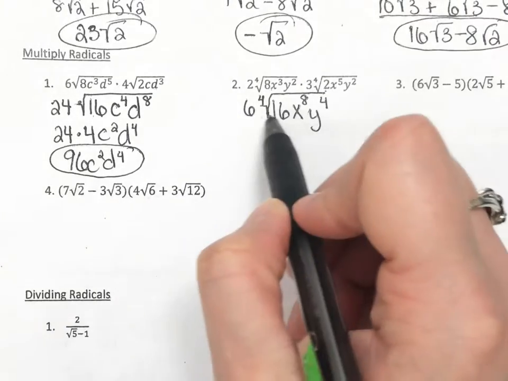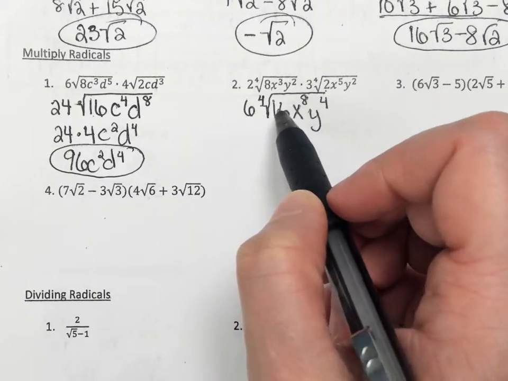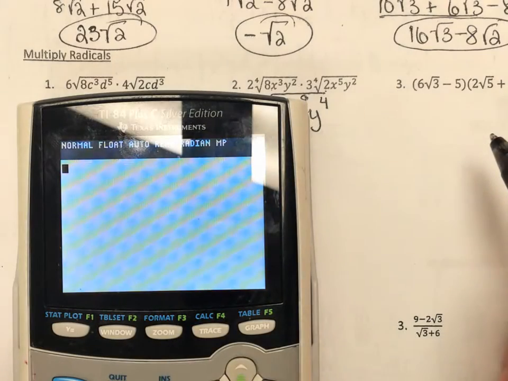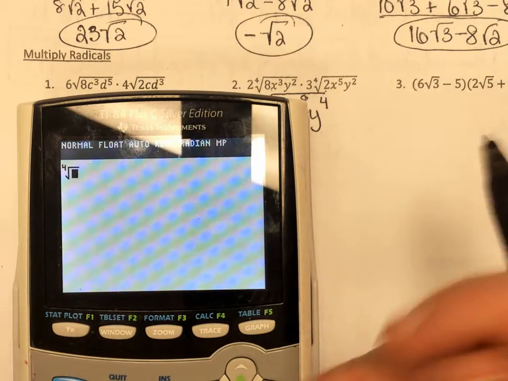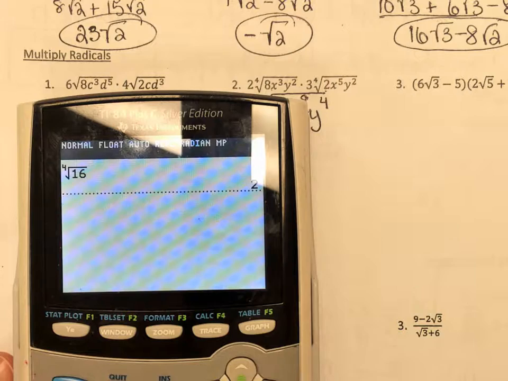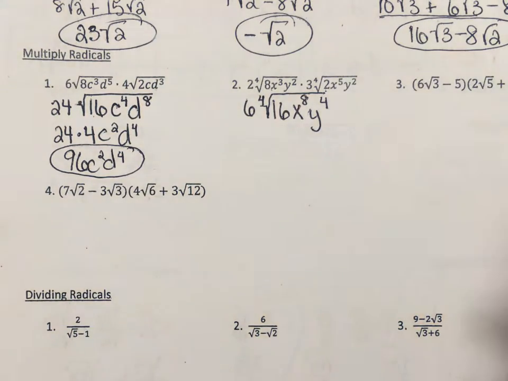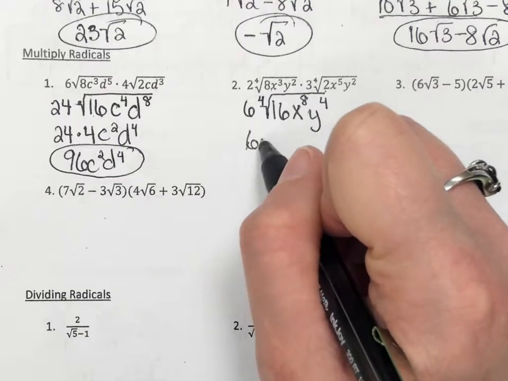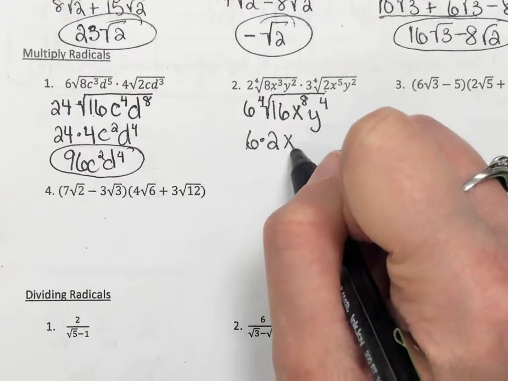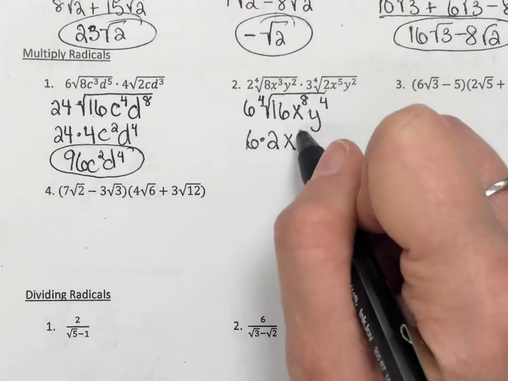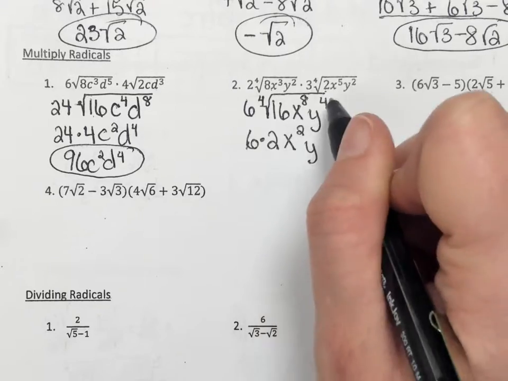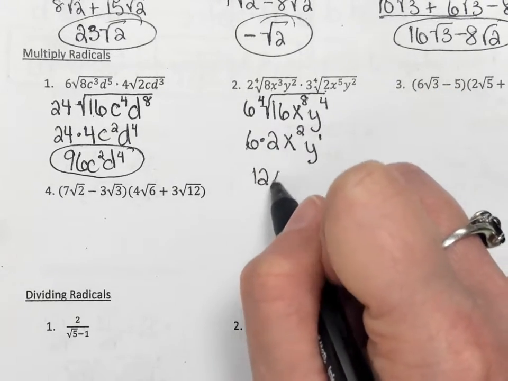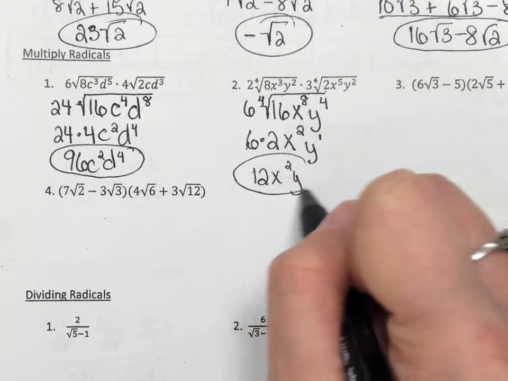You divide that by 4. I can, but first I've got to do my numbers. Oh my goodness, how do I determine if 16 is a perfect 4th? 2 to the 4th is 16. Oh, it's 2. So we have, let's see, 6 times 2. X to the 8 divided by 4 is 2. Y to the 4 divided by 4 is 1. Then multiply and you get 12x squared y.